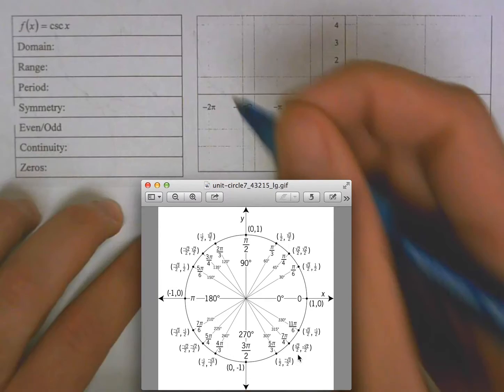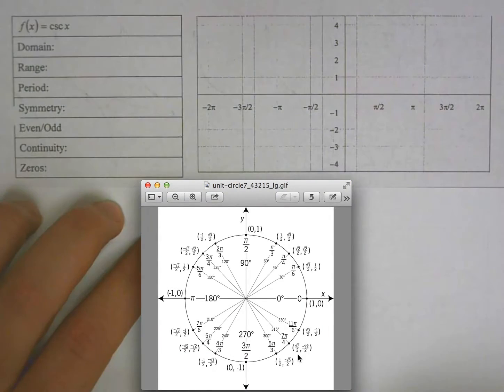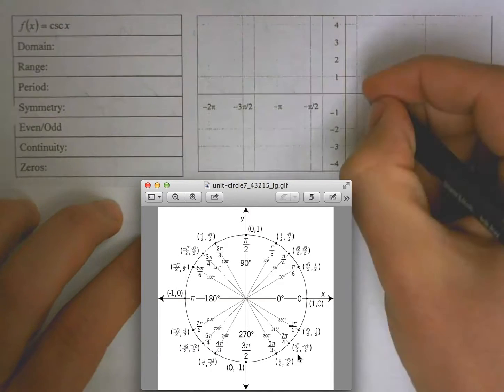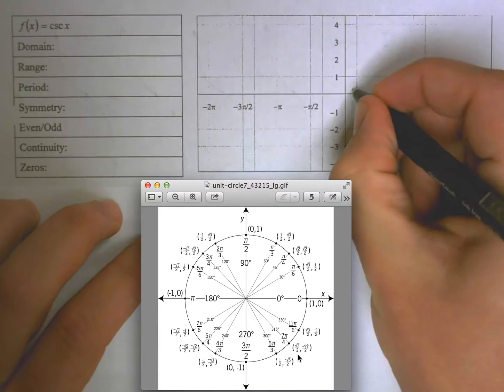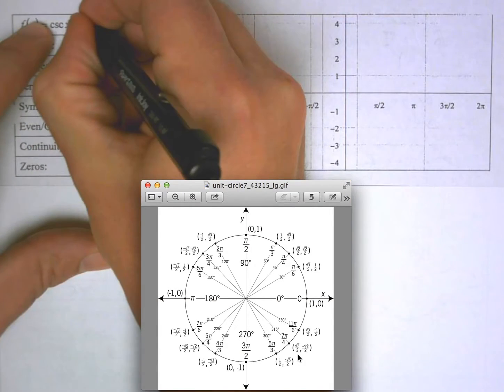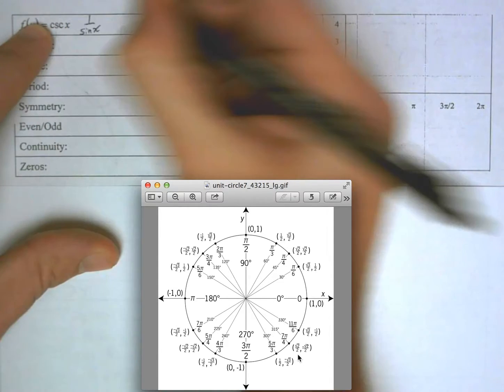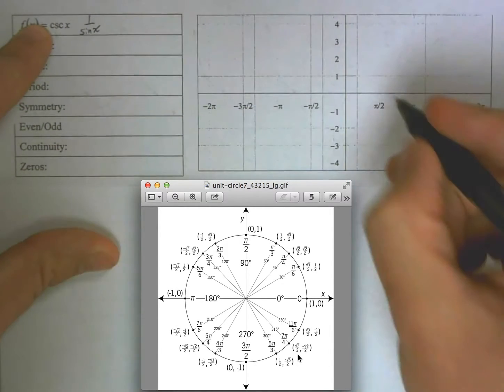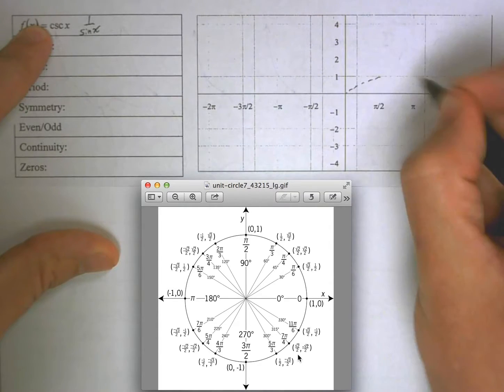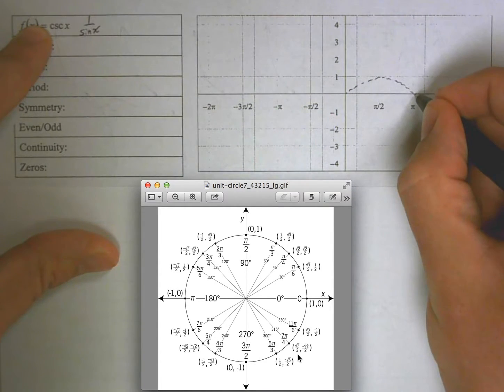Anyways, cosecant, I'm sorry. I apologize. People in the hallway laughed at me. Cosecant, don't forget this is 1 over sine, so it's just sine flipped. So I usually start from my sine parent function.